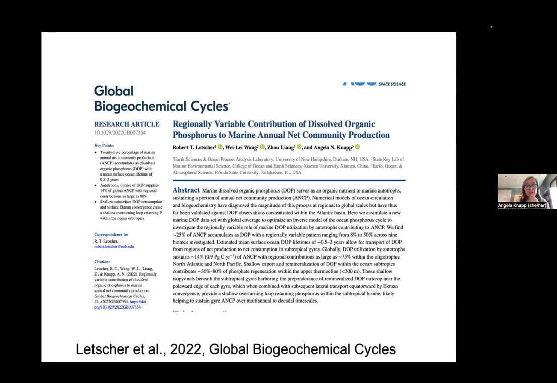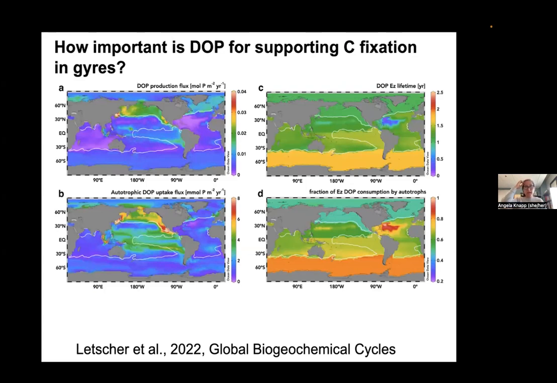So this is a project that I've been working on with my colleague and co-PI, Rob Letcher, who's at the University of New Hampshire. So he does modeling of dissolved organic matter stoichiometry. And what we've been doing with Rob, and this is a paper that came out last year, is working to quantify the role of dissolved organic phosphorus based on this data set and the work that we've all been doing in supporting rates of annual net community production, so rates of photosynthesis in the global ocean.